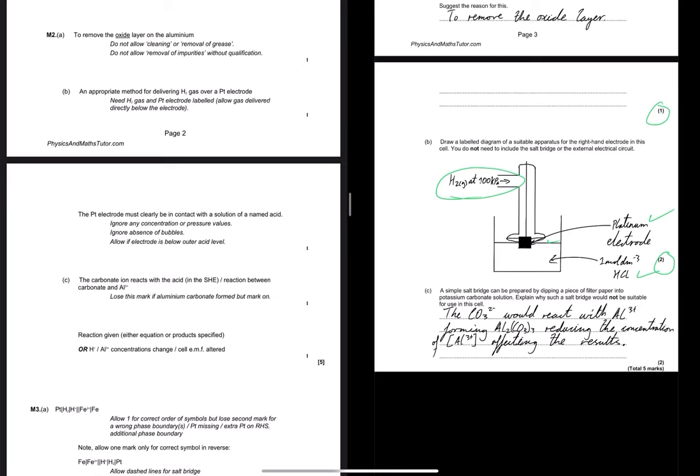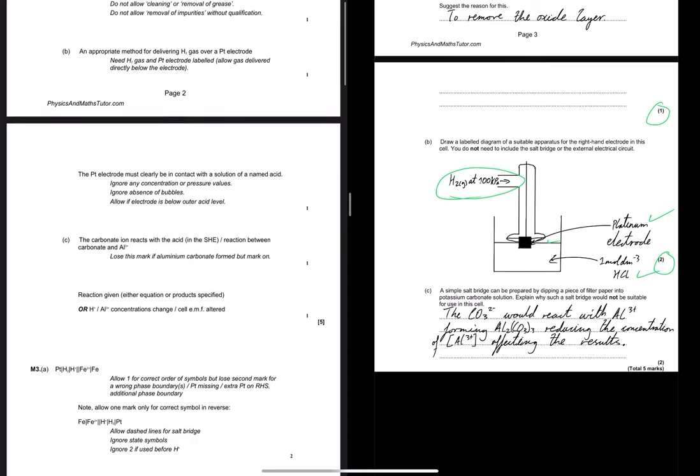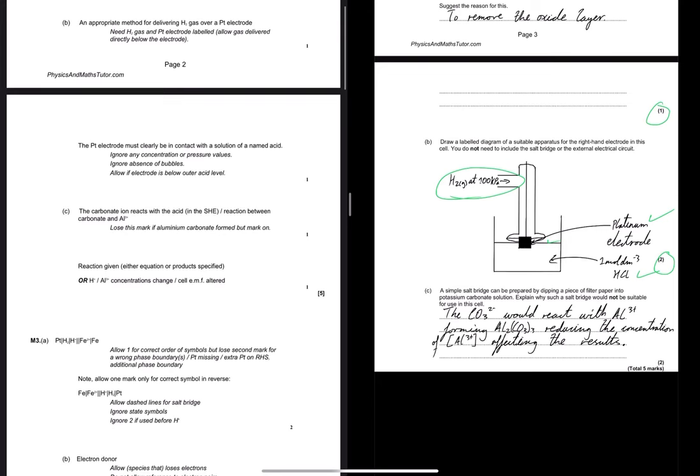The next one, the carbonate ion in the acid reaction. The carbonate ion reacts with the acid. Reaction given below, reaction between carbonate and Al3 plus. Okay, so they actually wanted you to write out the equation, H plus slash AO3 plus. Oh, okay. So I've said that the carbonate ion would react with the AO3 plus. It does say slash reaction between carbonate and AO3 plus. So the carbonate would react with AO3 plus, right?